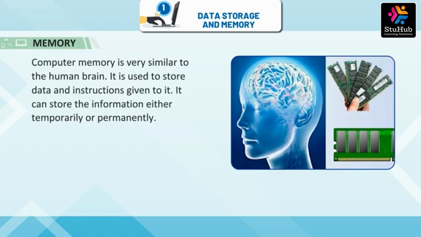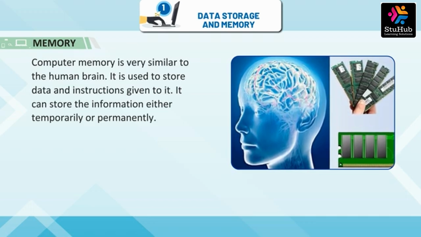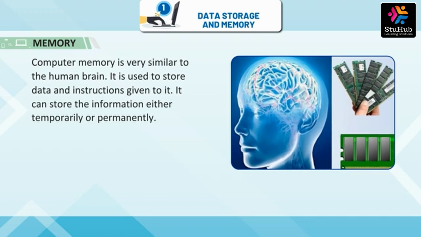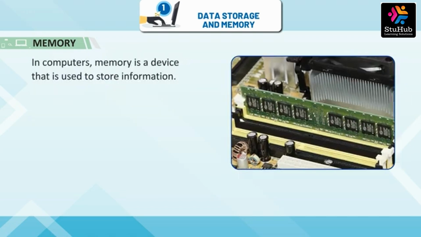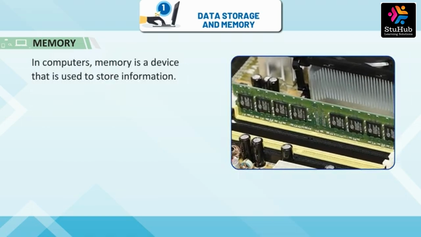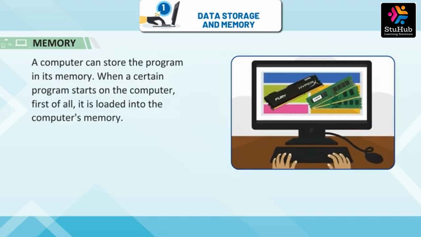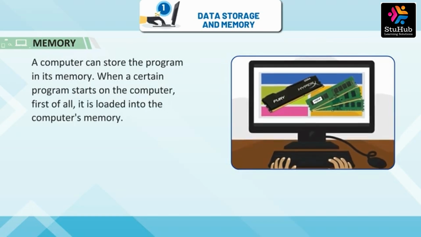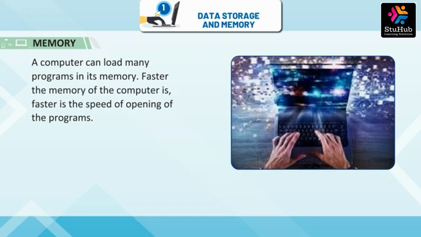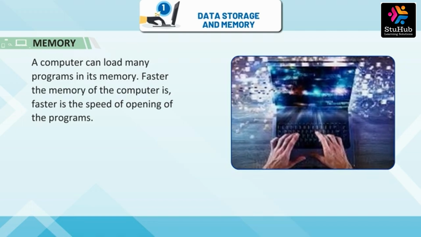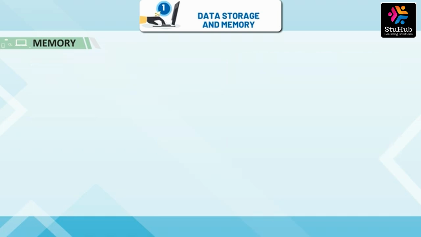Memory. Computer memory is very similar to the human brain. It is used to store data and instructions given to it. It can store the information either temporarily or permanently. In computers, memory is a device that is used to store information. A computer can store the program in its memory. When a certain program starts on the computer, first of all, it is loaded into the computer's memory. A computer can load many programs in its memory. The faster the memory of the computer is, the faster is the speed of opening of the programs.